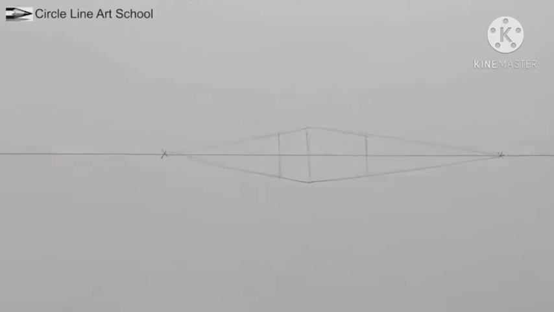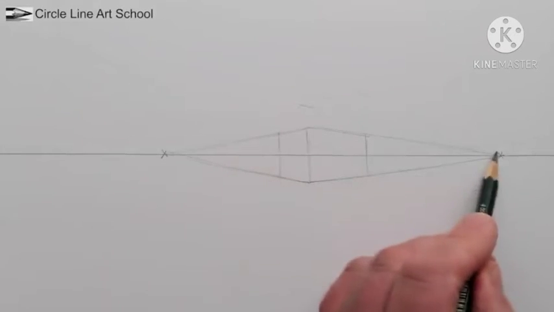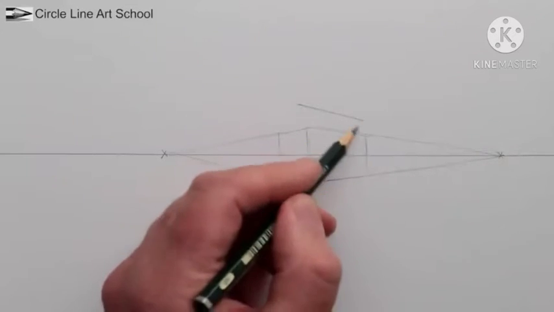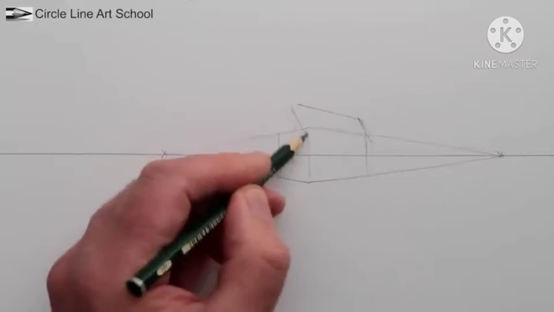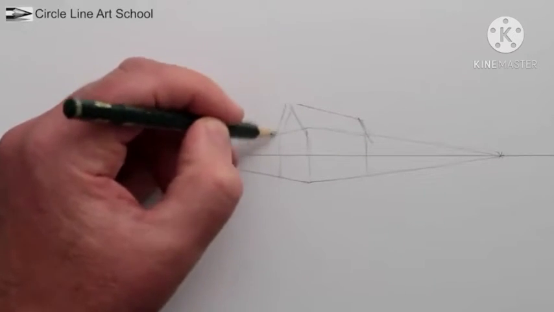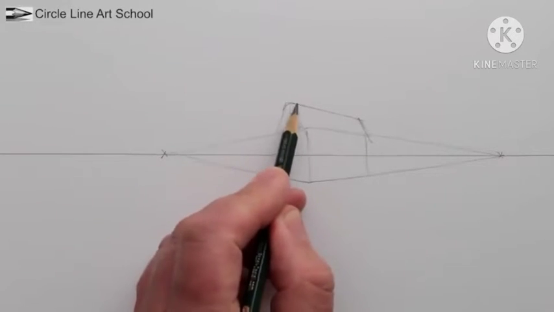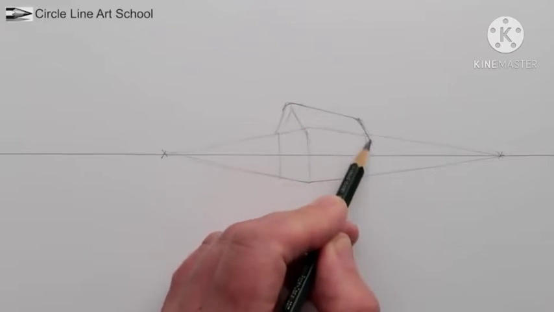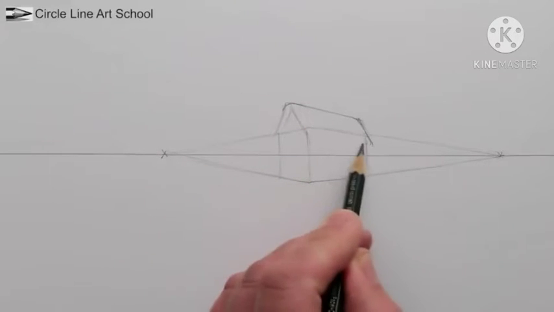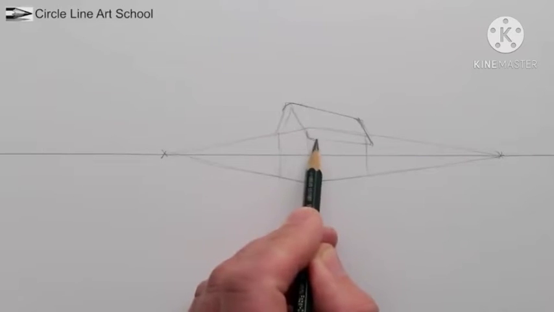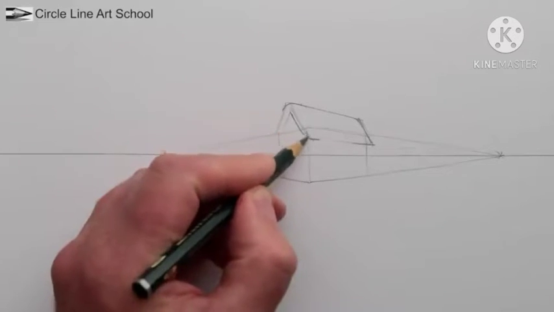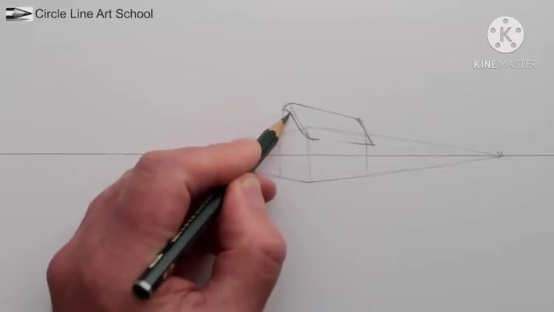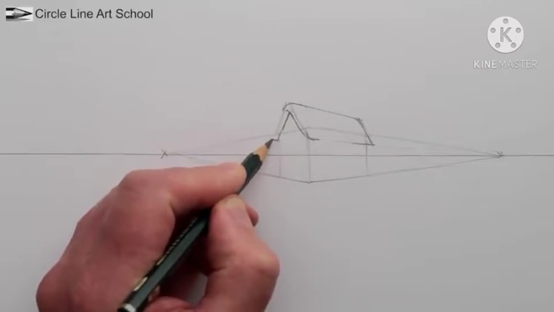Next, we can draw another receding line above this for the top of the roof, and then we can draw the angle of the pitch of the roof on the left and the right. Next, because I'm going to make this house into a cottage, it will have a thatched roof, so the edges of the roof will be slightly curved. And then again at the side of the roof we can give that a thickness too using curved lines.